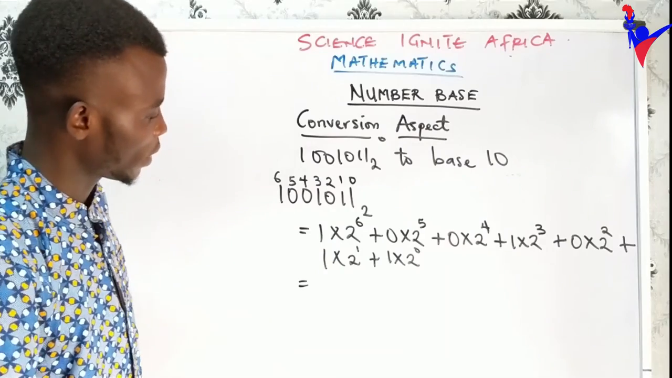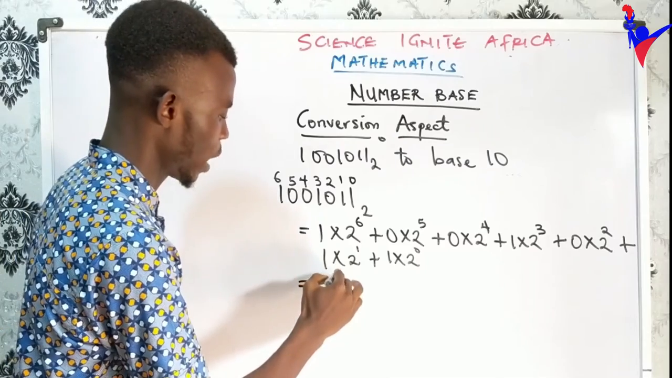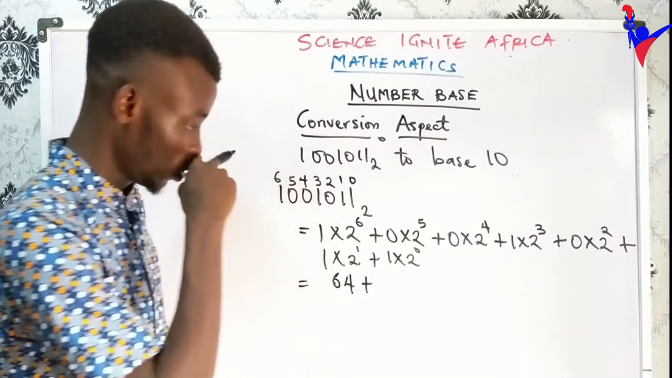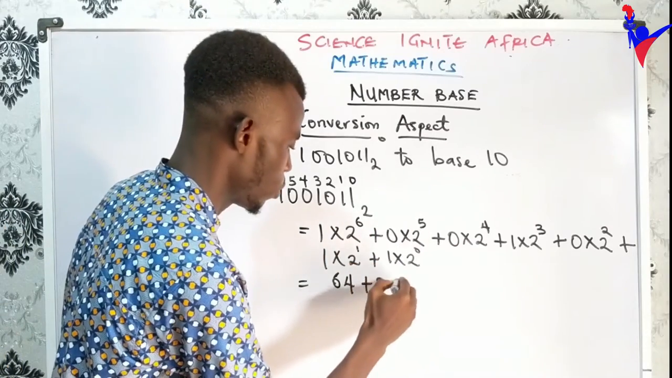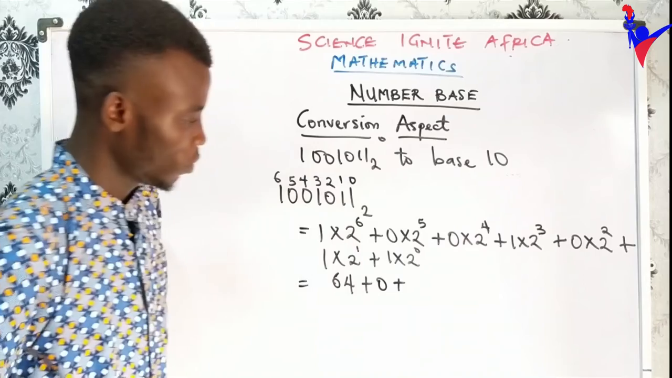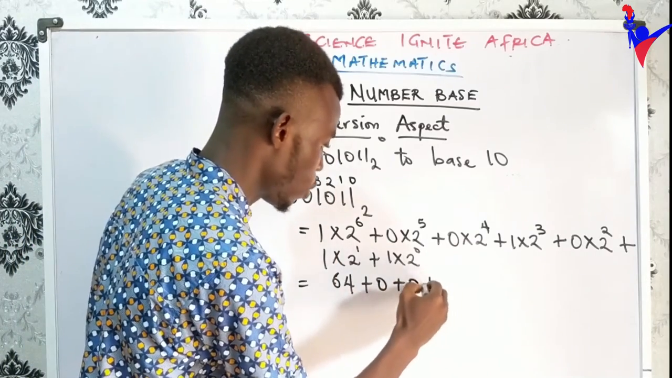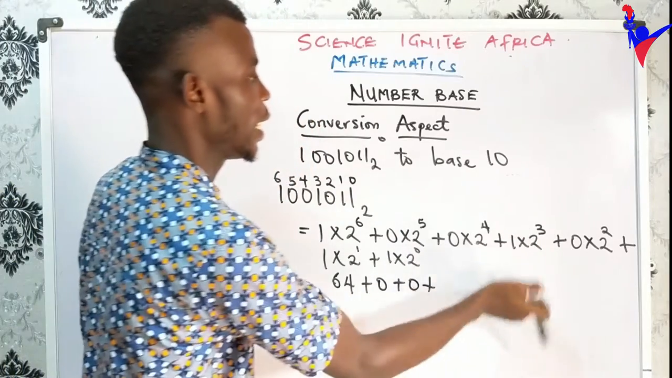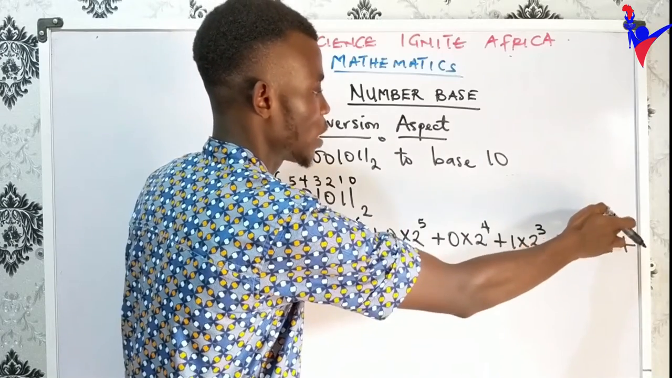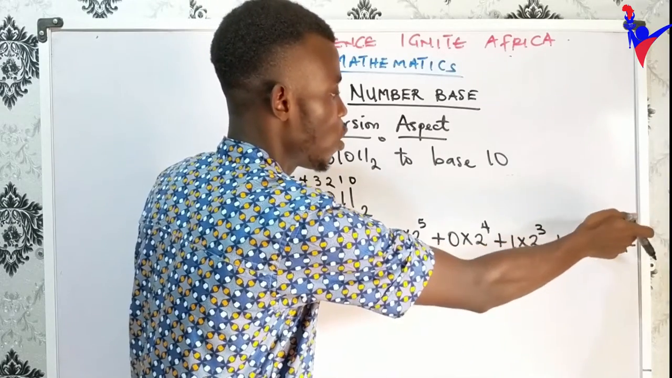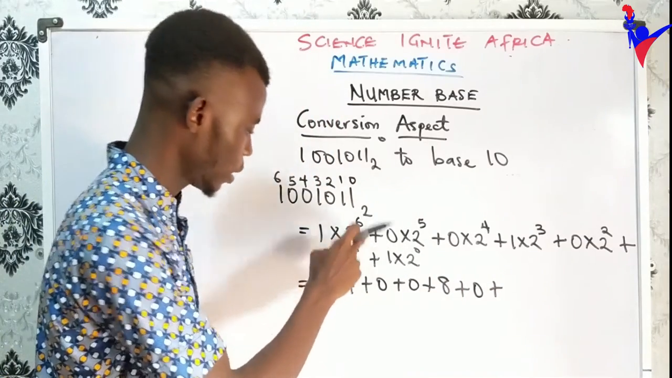Alright, let's go. Then 2 raised to power 6, that will be 64. 64 multiplied by 1 is 64, plus 2 raised to power 5 is 32. 32 multiplied by 0 will be 0, plus 2 raised to power 4 will be 16. 16 multiplied by 0 is 0, plus 2 raised to power 3 is 8. 8 multiplied by 1 gives us 8. 2 raised to power 2 is 4. 4 times 0 is 0.